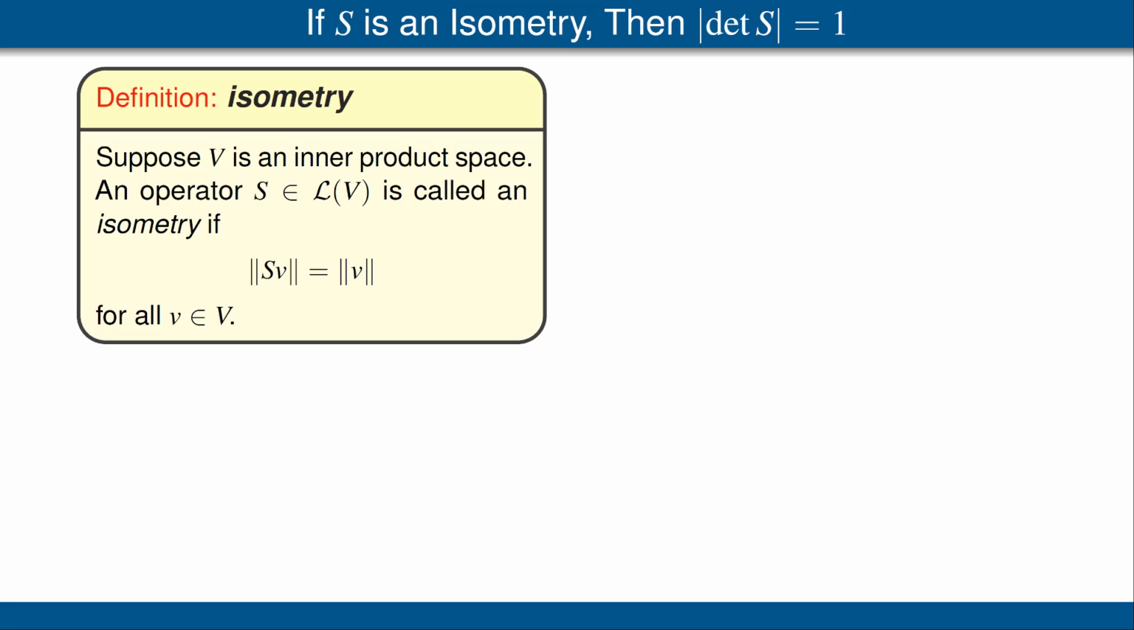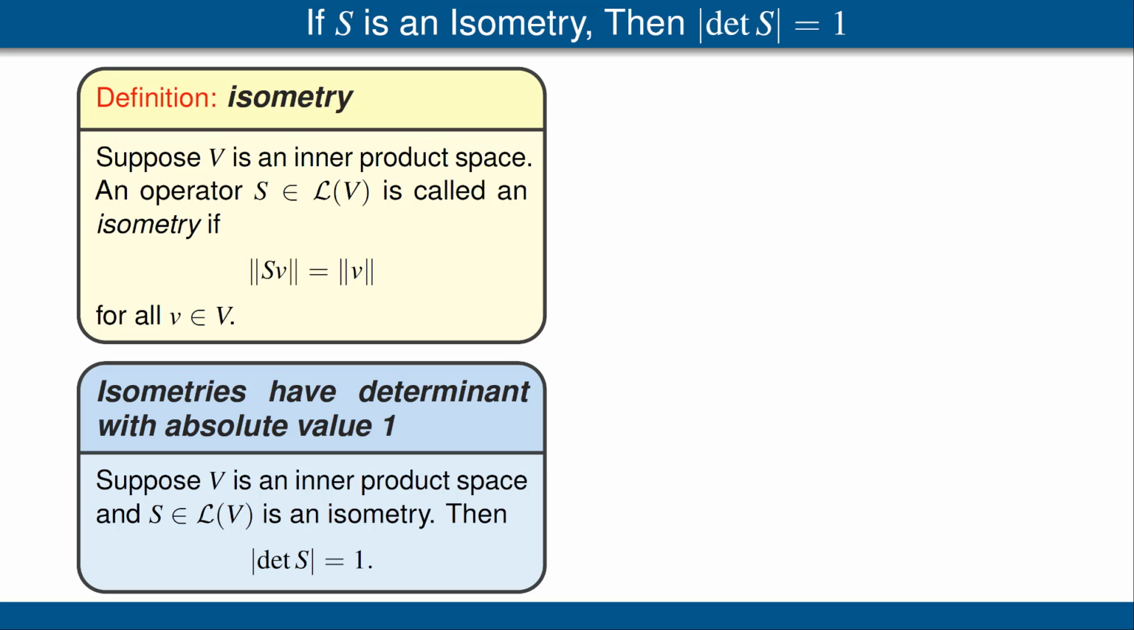Let's begin by reviewing the definition of isometry. Suppose V is an inner product space. An operator S on V is called an isometry if the norm of Sv is equal to the norm of v for every vector v. In other words, an operator is an isometry if it preserves norms.